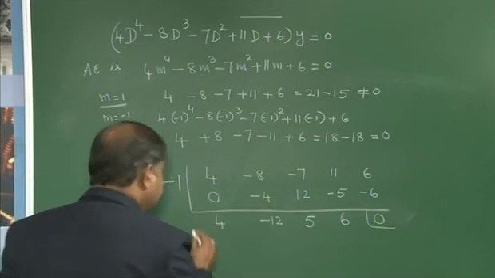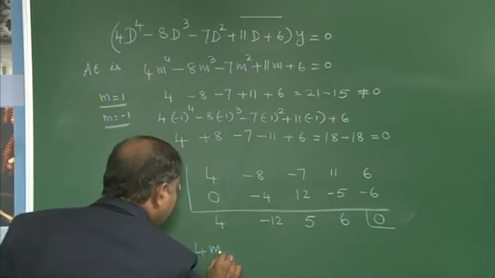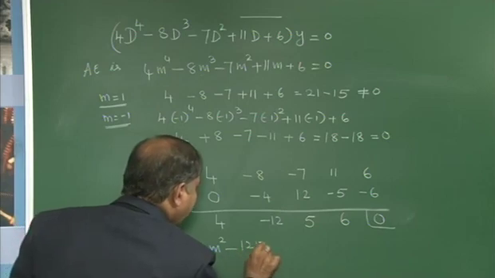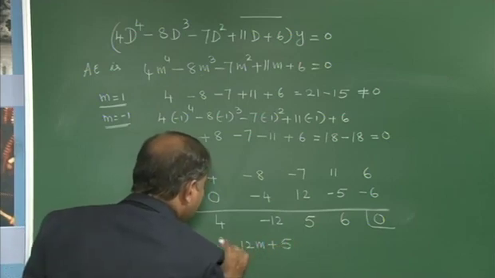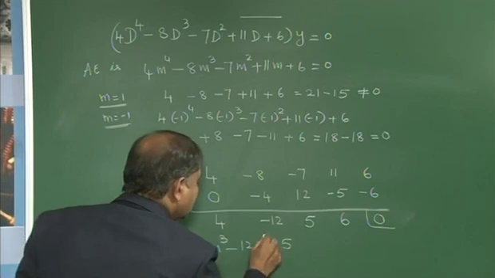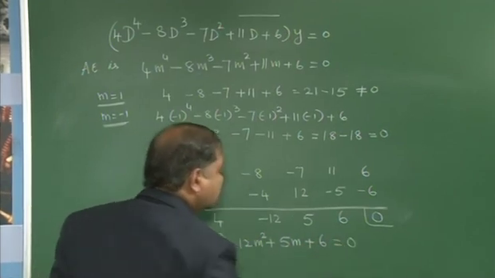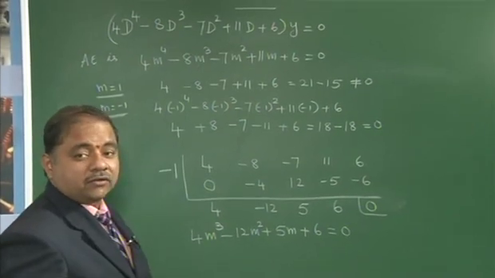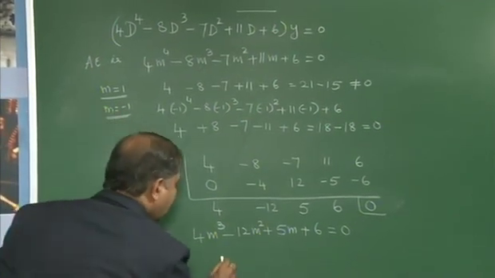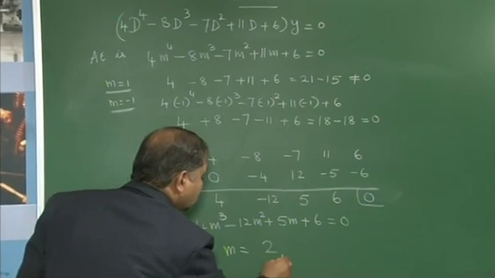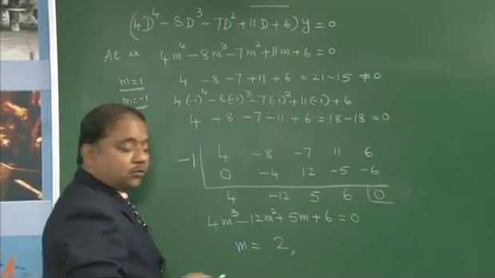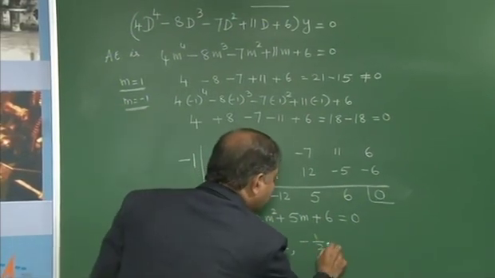Now, what is the equation? 4m cube minus 12m square plus 5m plus 6 equal to 0. Now, you can check, you will get the roots from your calculator or somewhere else: 2, minus 1 by 2, then 3 by 2.